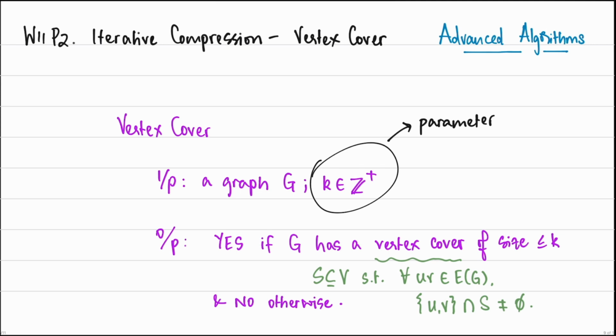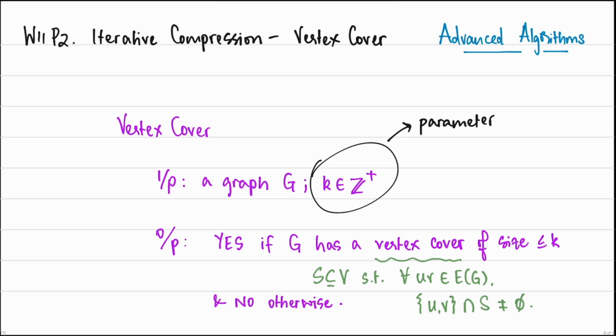So recall that in the vertex cover problem, we have a graph and a budget k, which we think of as the parameter now because we're talking about the standard parameter, and we want to know if there is a vertex cover of size at most k. Recall that a vertex cover is simply a subset of vertices which intersects every edge at least once. Okay, so that's the setting.